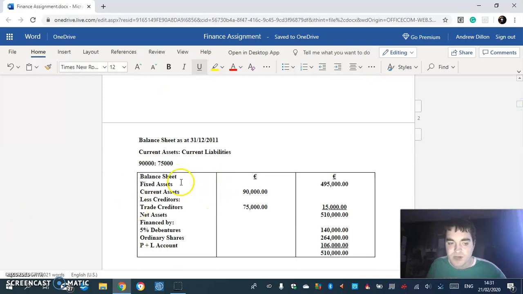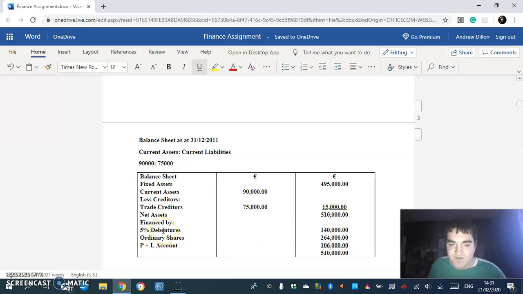Now this is where it comes to my balance sheet, where I have to put in the table and analyse the balance sheet for my current assets to break it down. So here's my current assets and my current liabilities. The €90,000 is the current assets, and the trade creditors, which is the current liabilities, is €75,000. And this is the fixed assets. And then I had to add that in for the trade creditors, 15,000, and my answer will be 510,000 for my net assets.